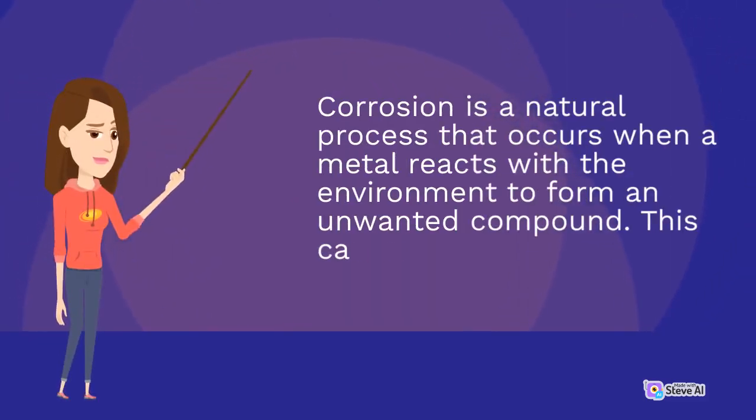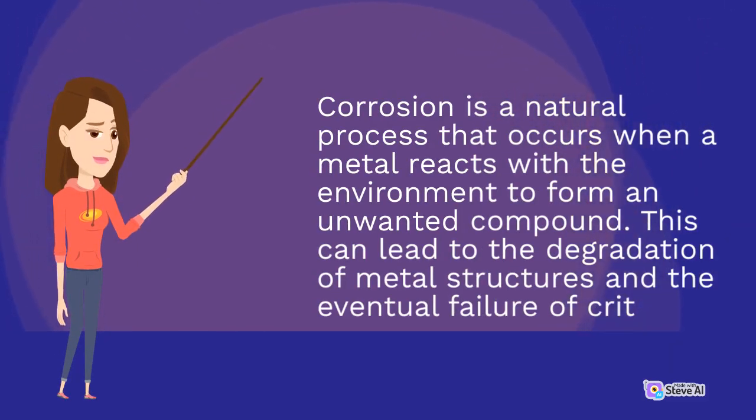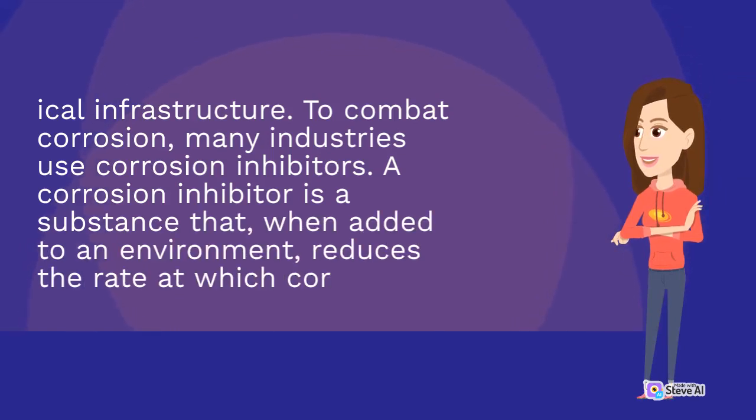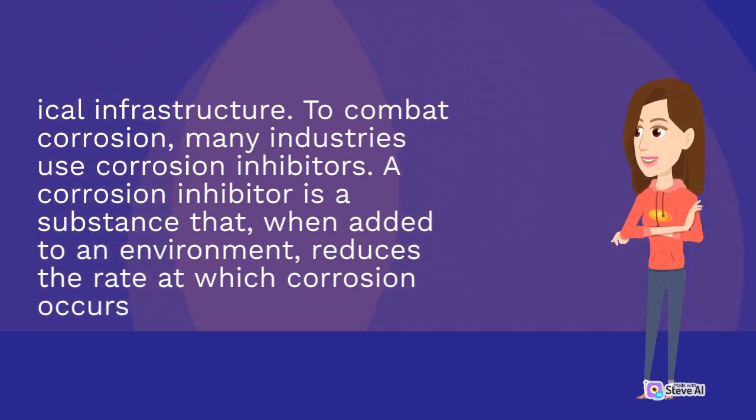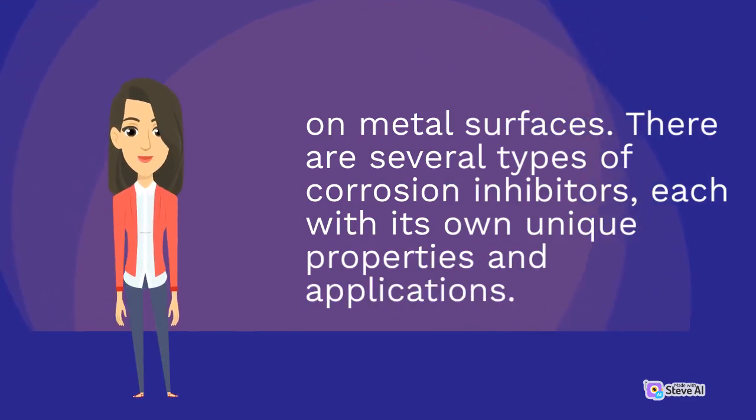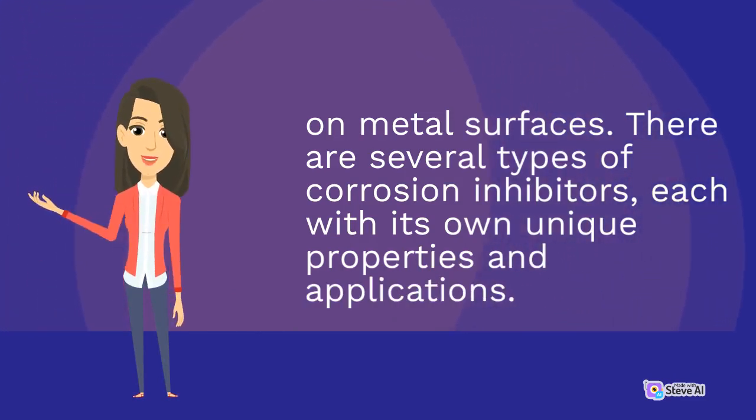Corrosion is a natural process that occurs when a metal reacts with the environment to form an unwanted compound. This can lead to the degradation of metal structures and the eventual failure of critical infrastructure. To combat corrosion, many industries use corrosion inhibitors. A corrosion inhibitor is a substance that, when added to an environment, reduces the rate at which corrosion occurs on metal surfaces. There are several types of corrosion inhibitors, each with its own unique properties and applications.